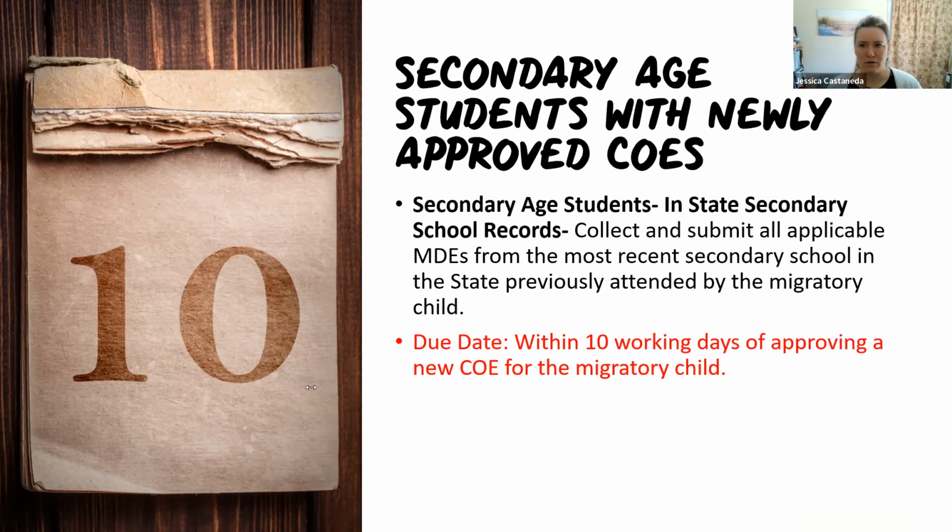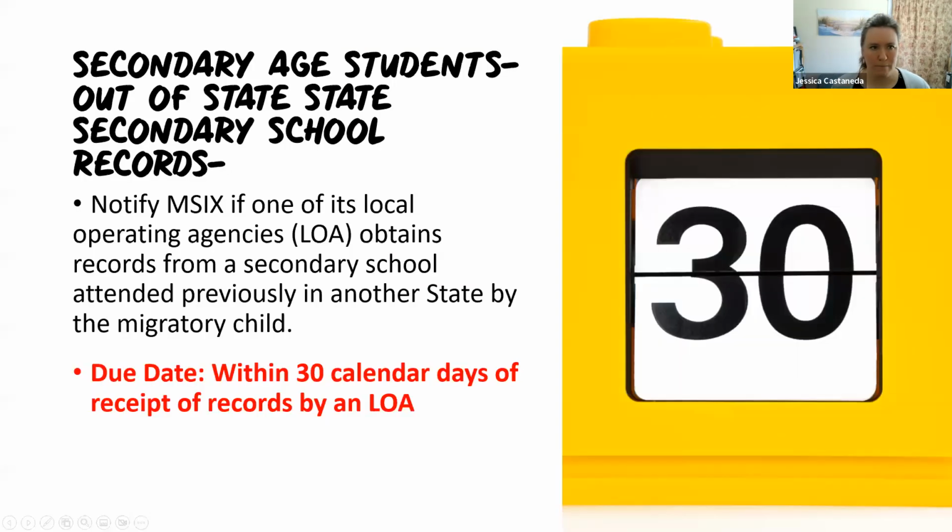Secondary age students with newly approved COEs: you have to collect and submit all applicable MDEs from the most recent secondary school in the state previously attended by the migratory child, within 10 working days of approving a new COE for the migratory child. Just make sure that's something you have on your radar and that you're working on.